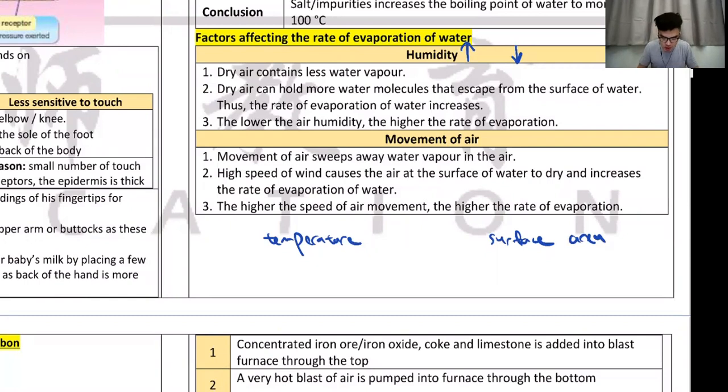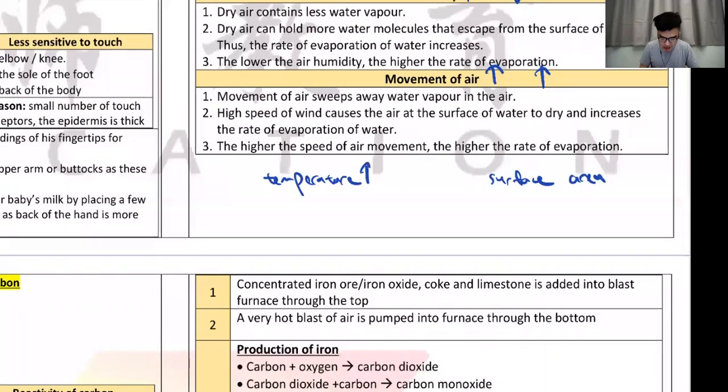As you can see, dry air can hold more water molecules that escape from the surface of water. Okay, so evaporation increases. So can you see me drawing 2 arrows here? I like to do this because when you do your revision, you see up, down, humidity up, evaporation down. You see, very quick revision. Next, movement of air. When movement increases, evaporation increases. If it is windy, then clothes dry faster, right? This is why during very hot weather, okay, which brings me to my next point also, temperature increases, evaporation increases.